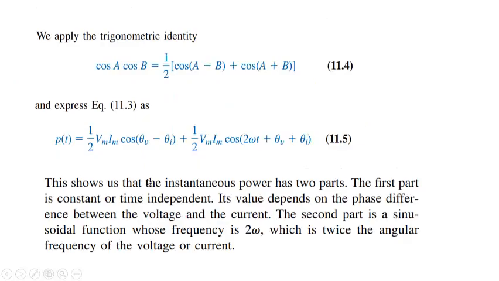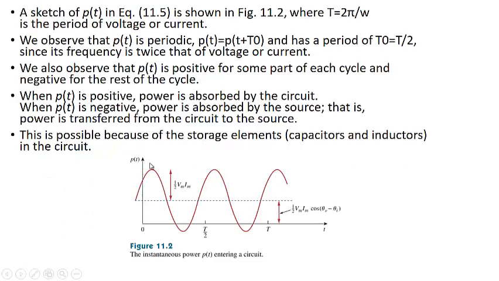When a sketch is drawn for this, for different values of Vm, Im, theta V, and theta I as t is varied, we get this type of sketch. T equals 2 pi by omega is the period of the voltage or current. But for the same period, you can see there are two cycles that have occurred for the power. So this power is also periodic, but its period is T by 2, or we can say the frequency is twice that of the voltage or current.